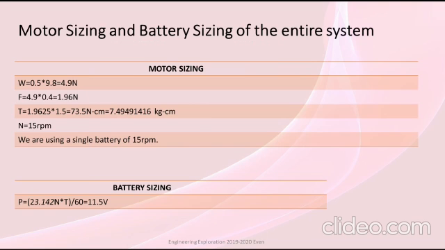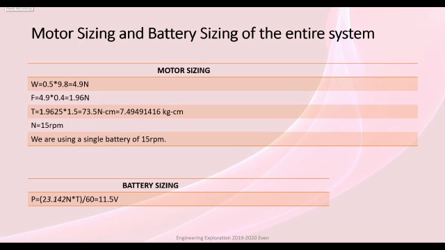Now Karthik will explain the motor sizing and battery sizing of the entire system. Coming to the motor sizing and battery sizing of the entire system, we need to know the torque to calculate the speed. So to find the torque, we need the frictional force and the weight. To calculate the weight, we need mass and the acceleration due to gravity. The mass used here is 0.5 kgs and the acceleration due to gravity is the standard value, that is 9.8, and the product of those two will be 4.9 newtons.